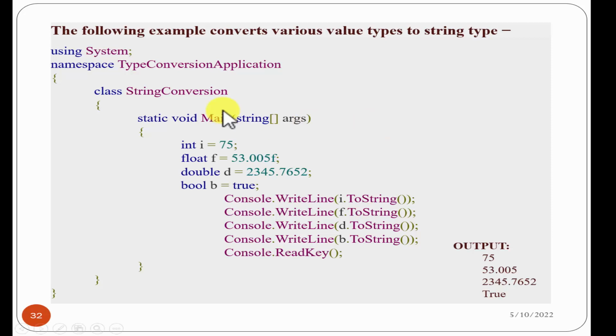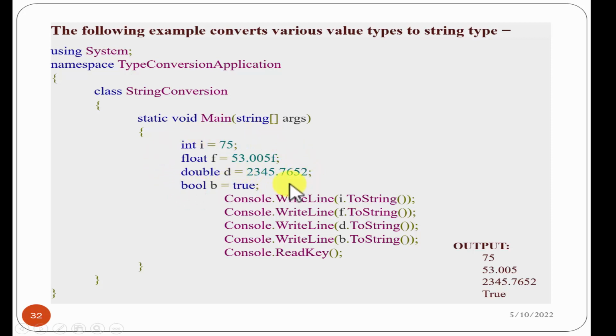Here again we have using System, which is a root namespace, and then a user defined namespace. Then the class StringConversion. Inside the class we have a main method. Inside the main method we have four types of data. Number one, integer i, where we have stored the value 75. Floating point variable f, where we store a floating point value. Double d, where we store a double type value. And boolean, where we store the value true.